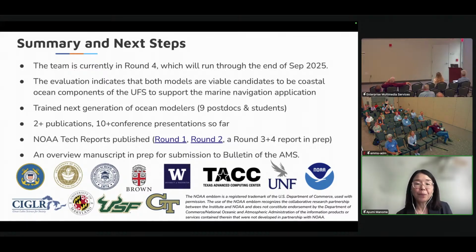We also have an overview manuscript in preparation for submission to BAMS. This is led by John Kerry. And finally, I wanted to conclude by expressing a sincere thank you to all the partners for making this project a success. That's it. Thank you.